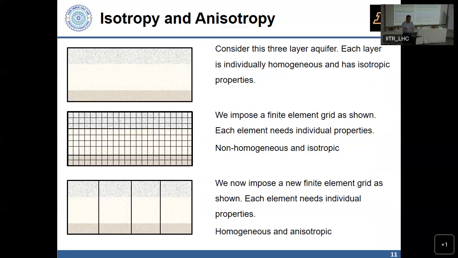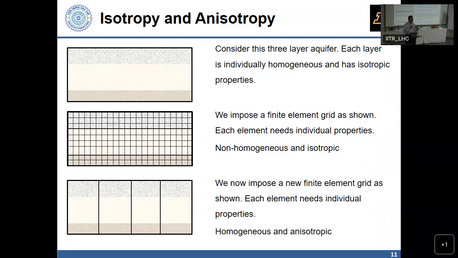Okay, so let's see if we can try and answer this question that you had before. If I consider a 3-layer aquifer, you can see this is the top layer, this is the middle layer, and this is the bottom layer. Within each layer, let's say the aquifer is individually homogeneous and isotropic. So as long as I'm in the top layer, K sub X and K sub Y are the same, and not only are they the same, they are not changing with location either. So it's homogeneous. If I'm in the middle layer, same thing. It's homogeneous and isotropic within itself. But of course, from layer to layer, these properties are changing.